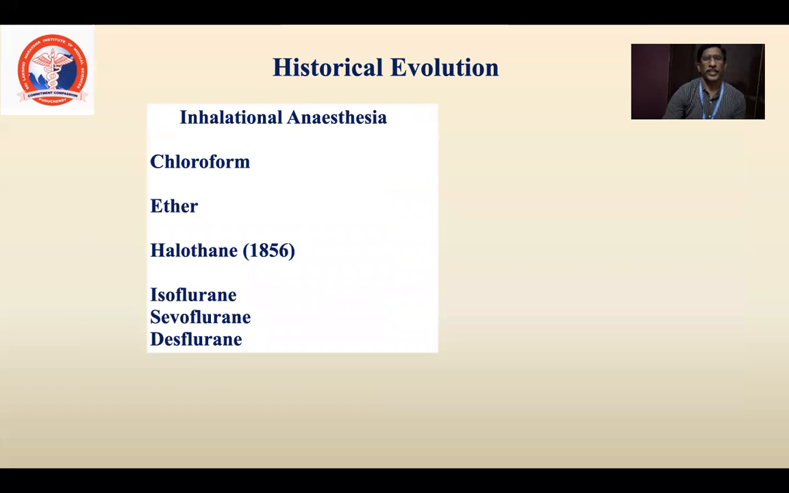Ether, being an inhalational agent, is inhaled by the patient who then goes into an unconscious state. Chloroform was the first inhalation agent used, then ether, then halothane. Now we have modern agents like isoflurane, sevoflurane, and desflurane.